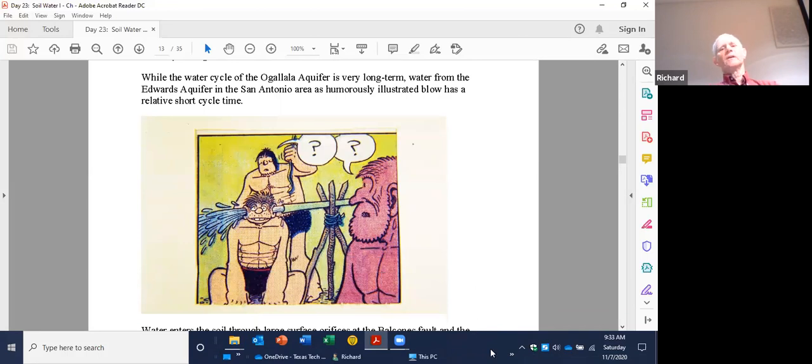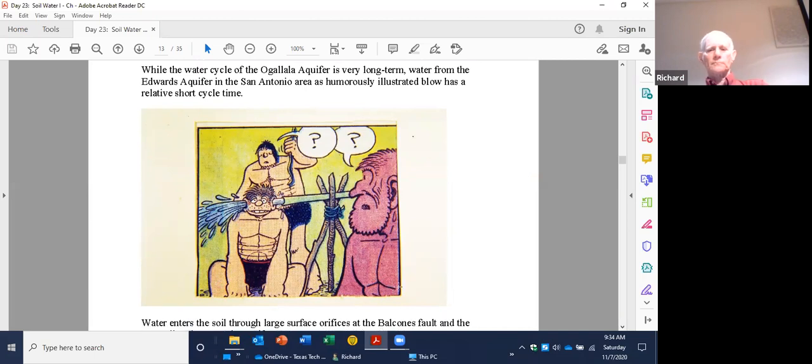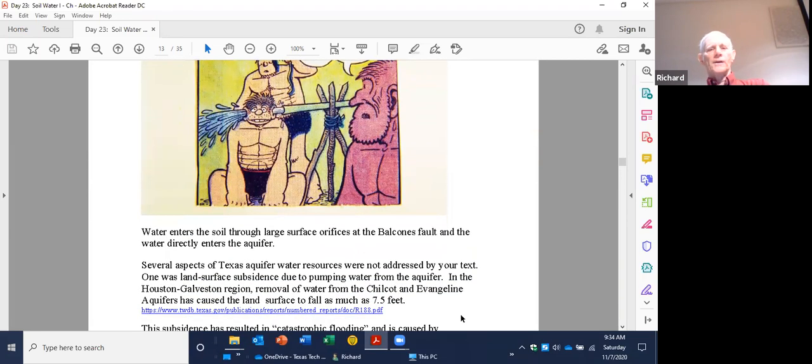Does anybody here know who the guy in the center is? It's Alley-Oop. Alley-Oop was a cartoon character from probably the 40s and 50s. And I like this because I use this in class, that water runs through the aquifer around San Antonio. It's sort of like water moved through this guy's head. It just goes very, very rapidly. Water enters the soil through large surface orifices at the Balcones fault and directly enters the aquifer.